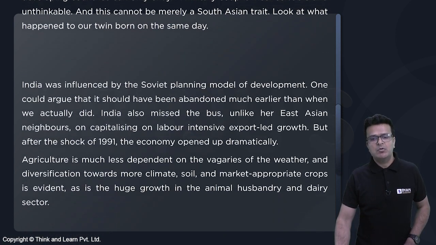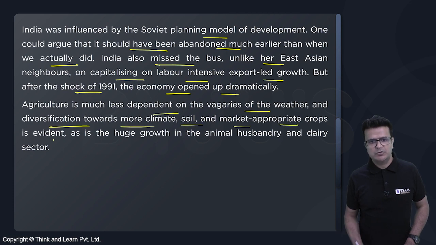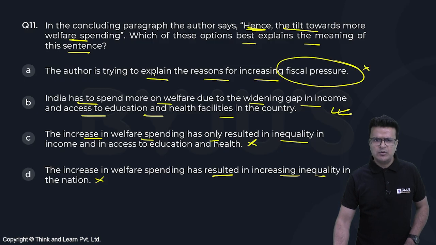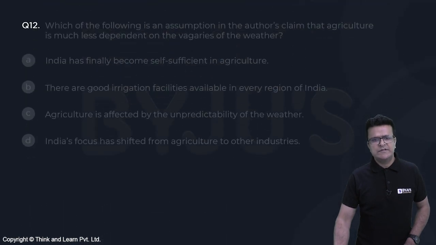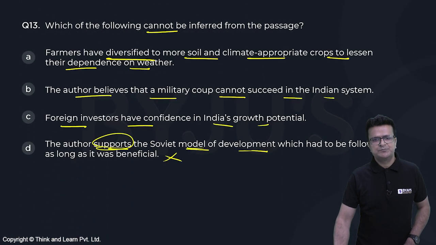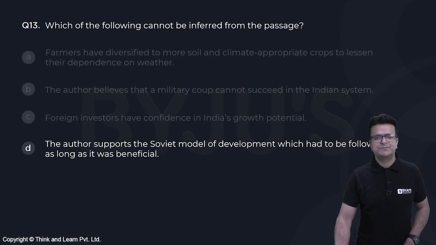And about the farmers, it says agriculture is much less dependent on the vagaries of the weather, and diversification towards more climate, soil and market appropriate crops is evident. All these options have been mentioned by the author. So we can easily say that options A, B and C we can easily infer, but not D, and therefore the correct answer has to be option D.